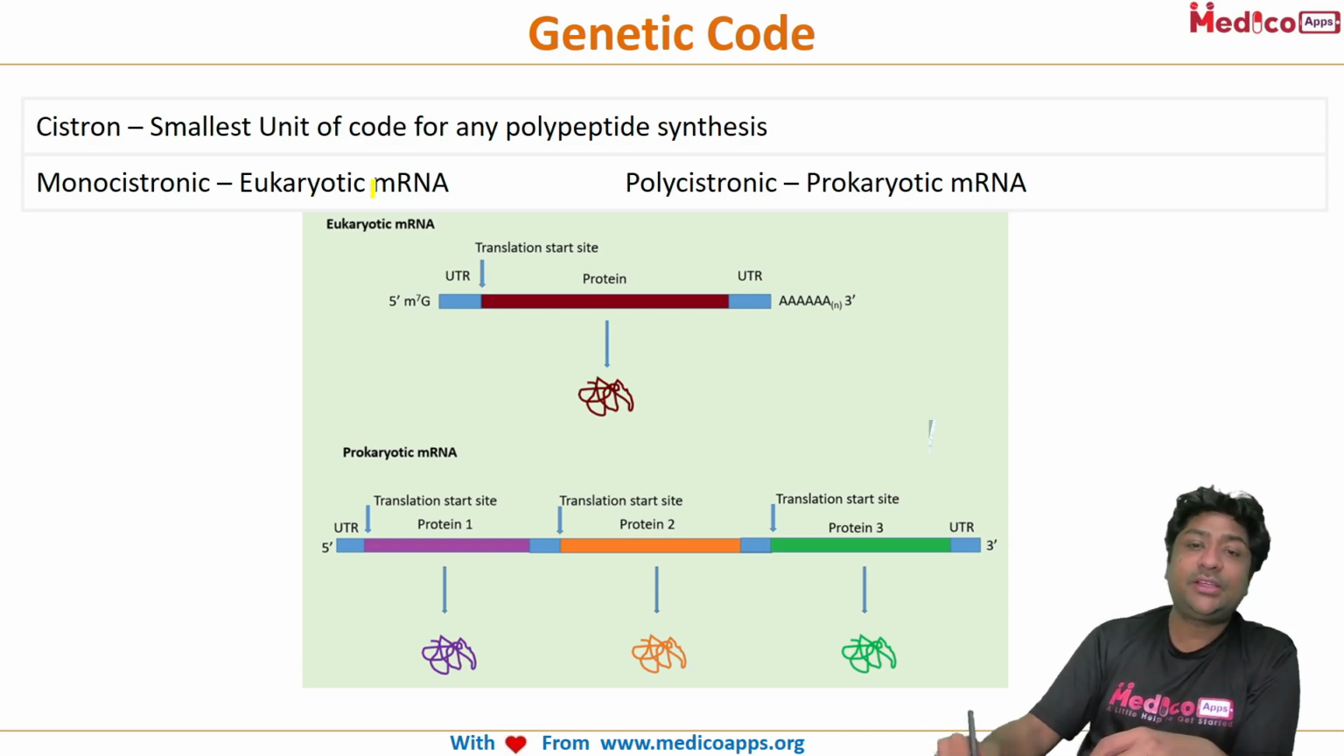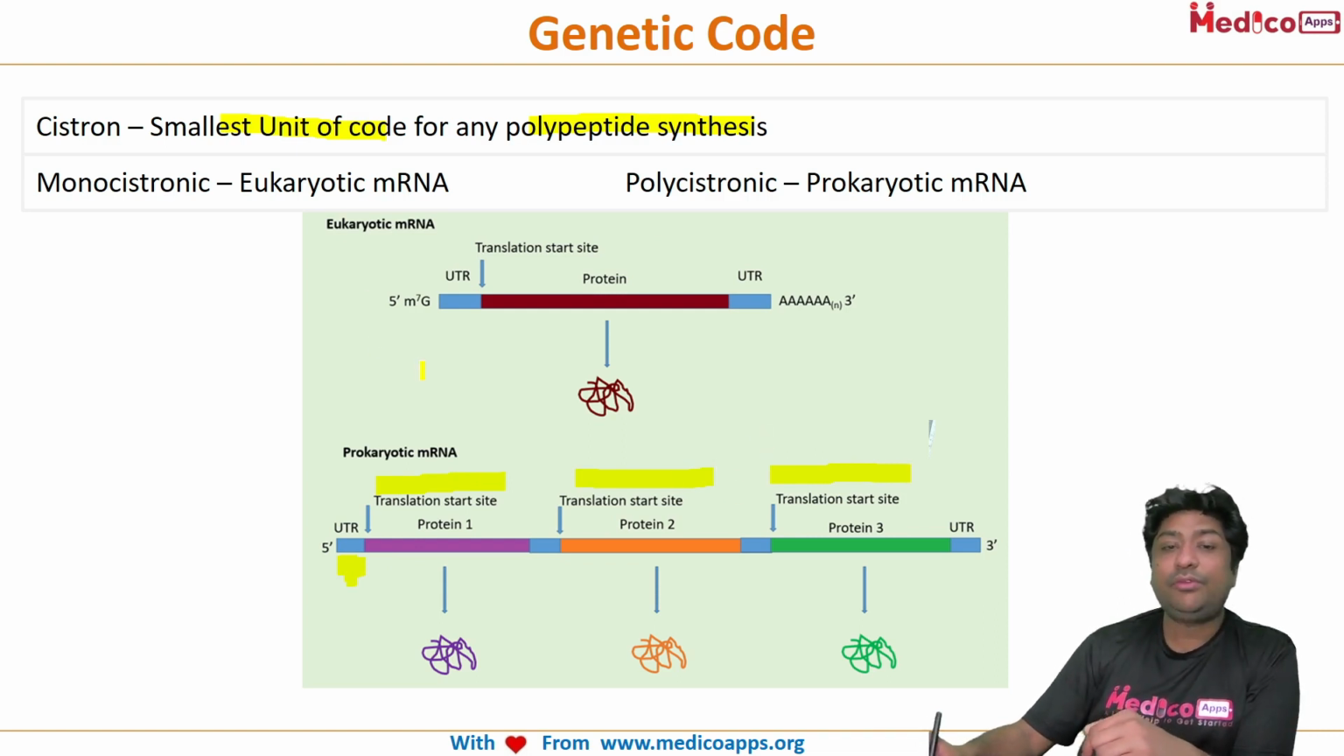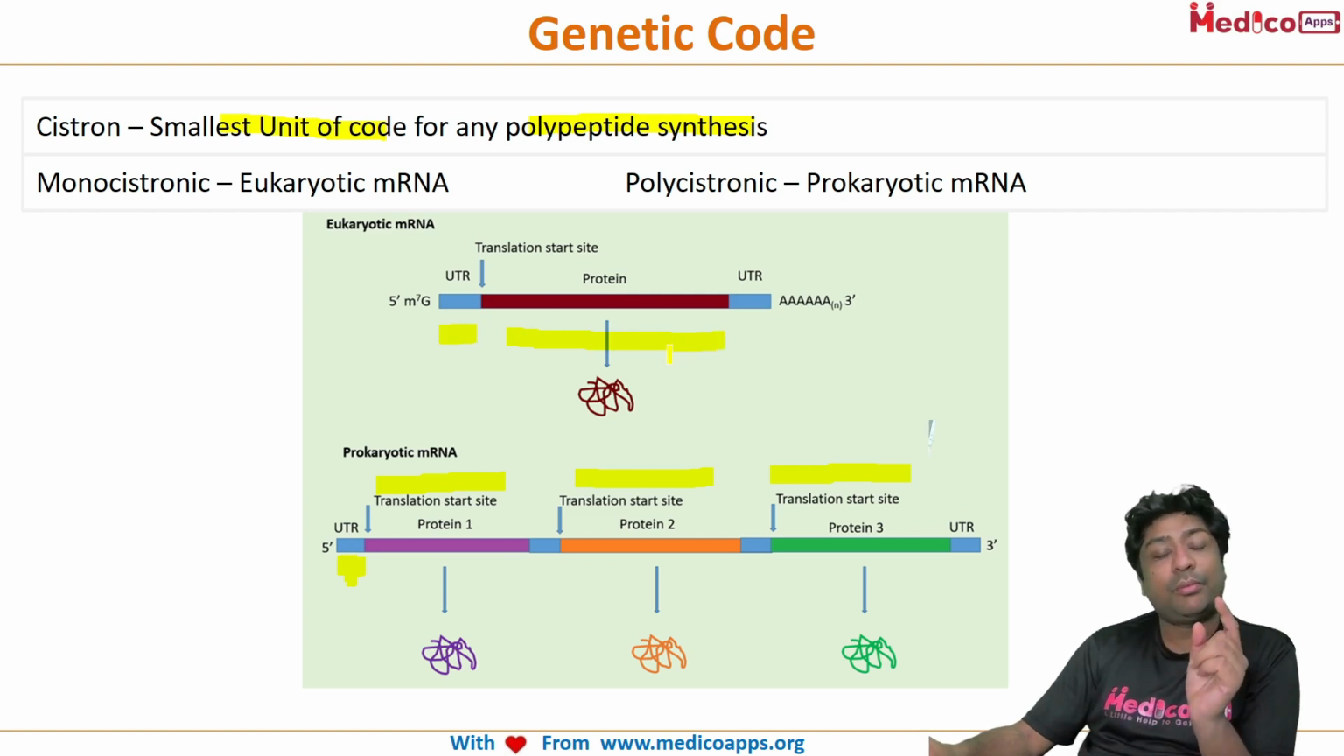Cistron, by definition, is the smallest unit of code for any polypeptide synthesis. So for example, if you see this prokaryotic gene here, this was the promoter sequence, and it has three cistrons, which means three proteins can be formed from that. Similarly, if you see a eukaryotic gene, here is the promoter sequence, and it has only one cistron, which means every gene will be forming one protein.